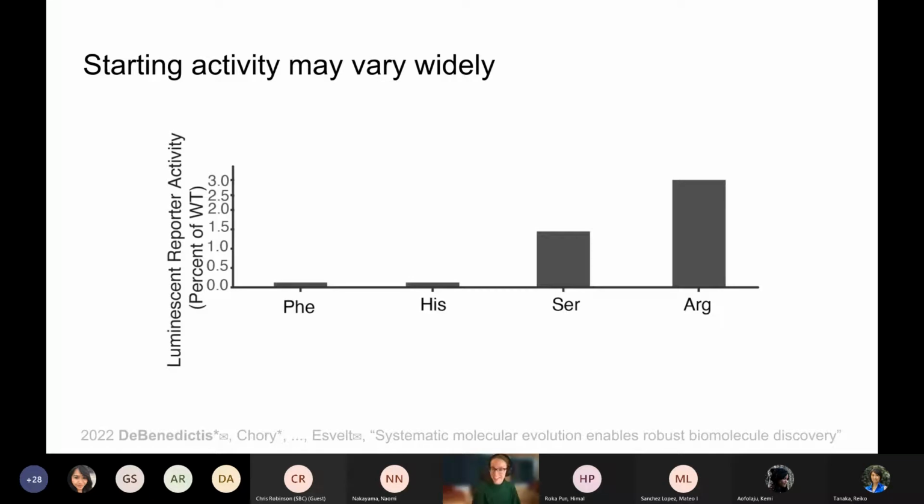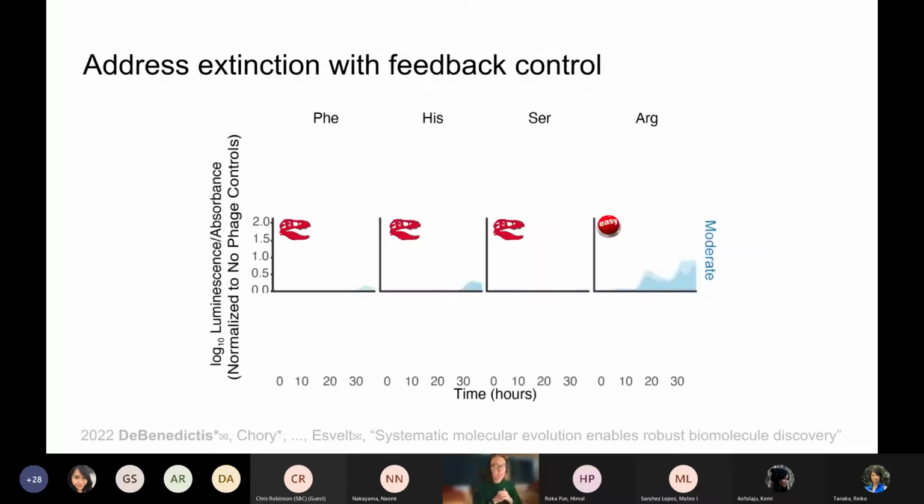And unfortunately, it doesn't work. So if you subject all four of these biomolecules to a moderately challenging evolution environment, 3 of them go extinct immediately because it's already too hard, and 1 of them doesn't evolve in the slightest because it's already too easy.